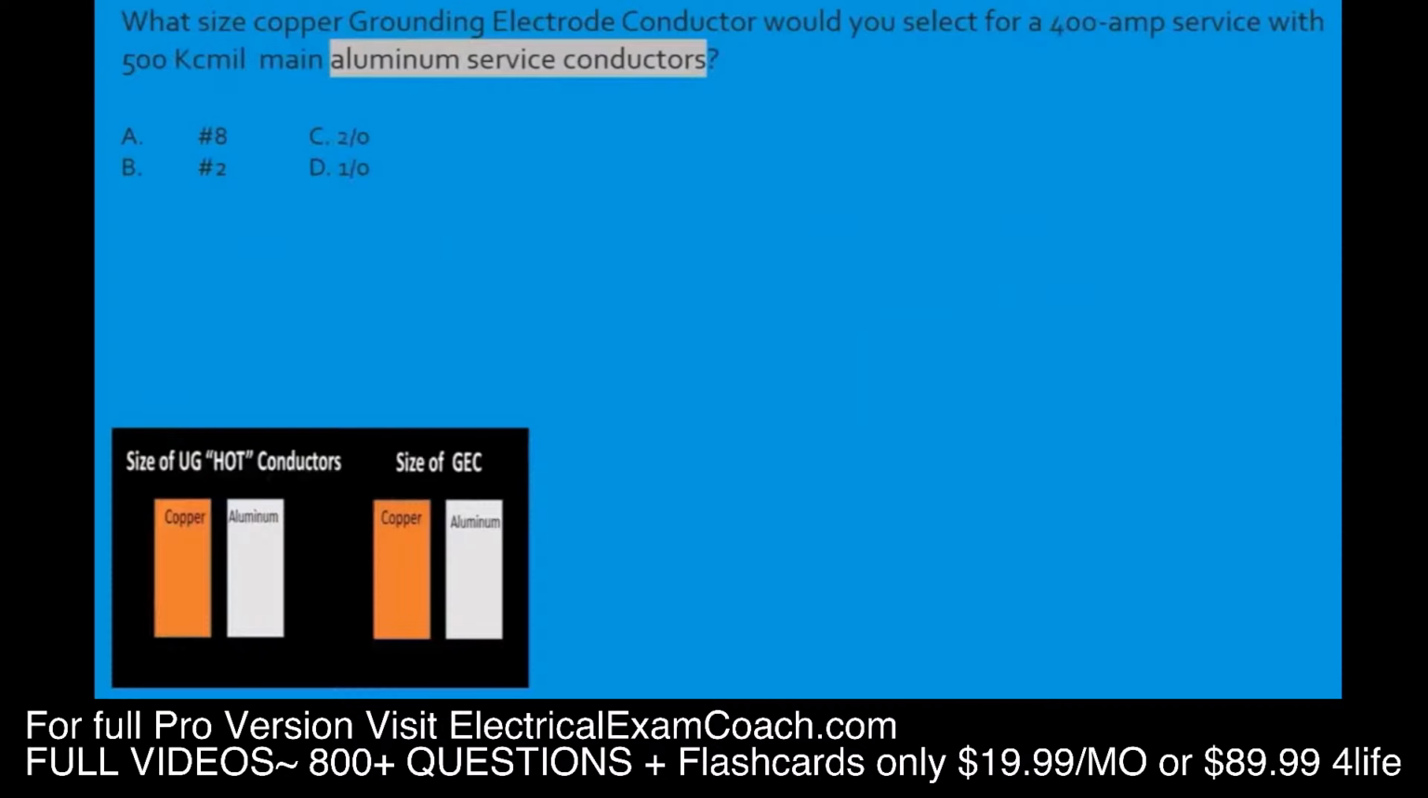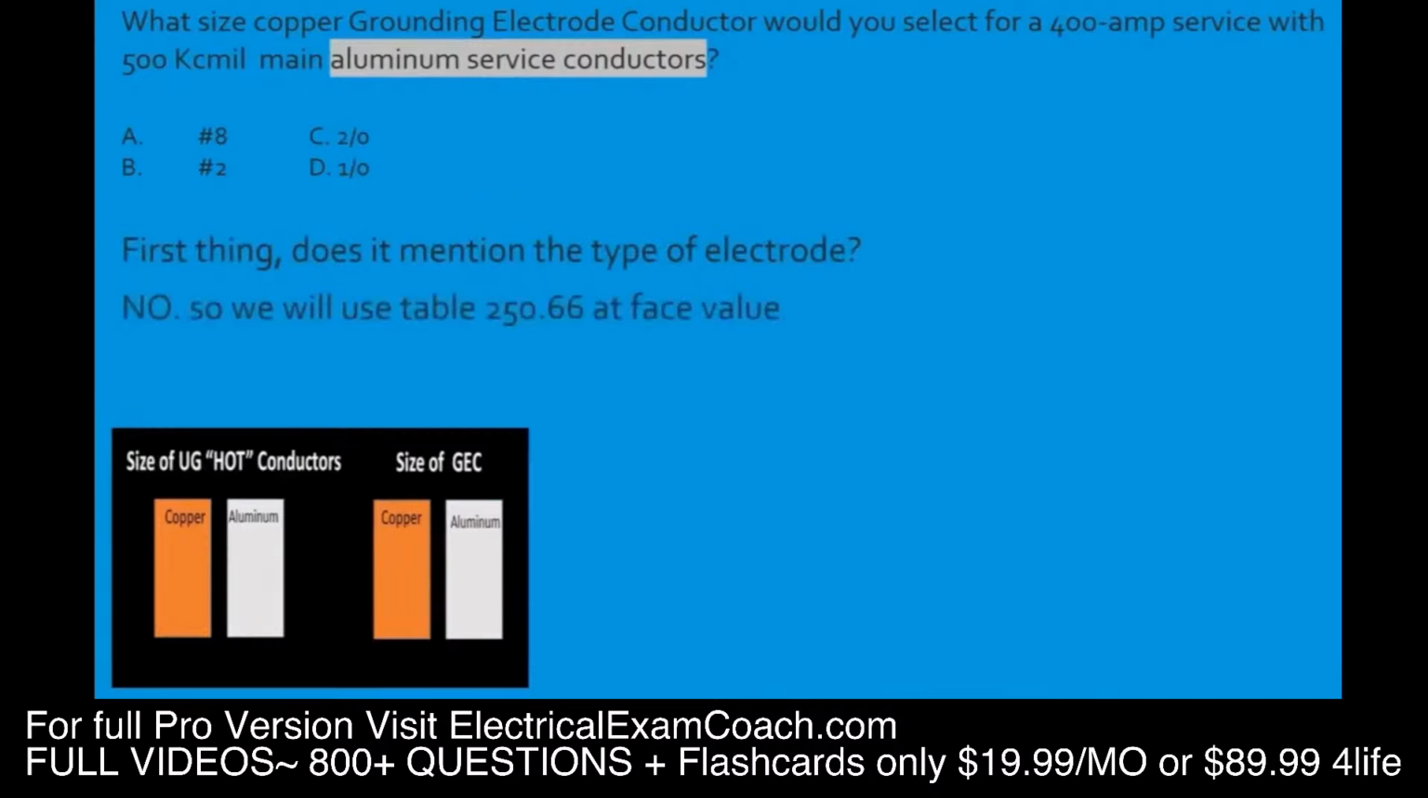What size copper grounding electrode conductor would you select for a 400 amp service with 500 kcmil main aluminum service conductors? First thing, does it mention the type of electrode? No, so we're going to use Table 250.66 at face value.